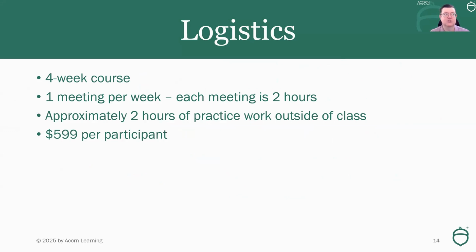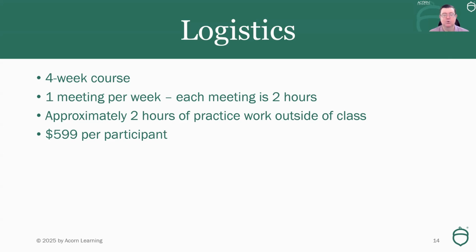Now, nuts and bolts logistics. This is a 4-week course. Each week, there's one meeting, and the meetings are 2 hours long. Outside of class, we estimate that you have about 2 hours of work. Most of that is in the last 2 weeks, weeks 3 and 4, because that's when you're going to be actually practicing in Excel. I will also say that if you get real fired up with this, it might be more than 2 hours of work out of class because you get excited.